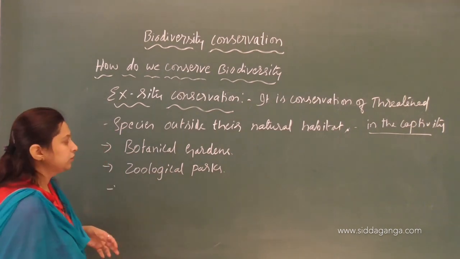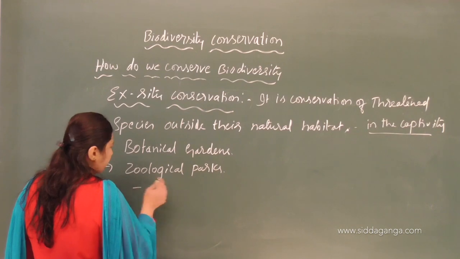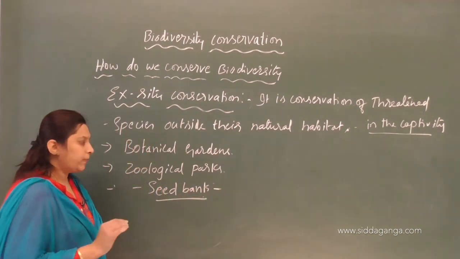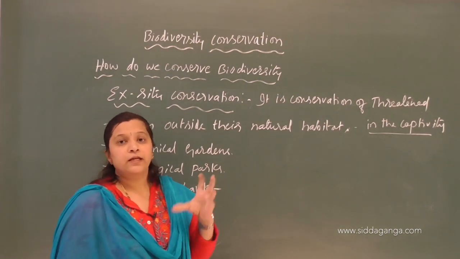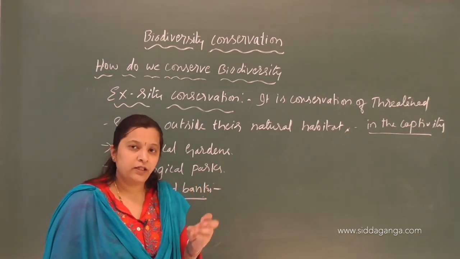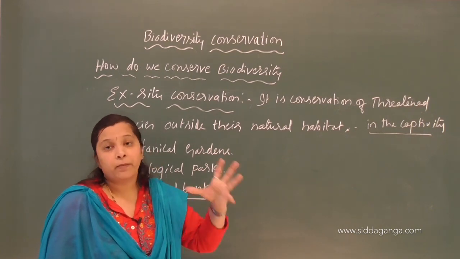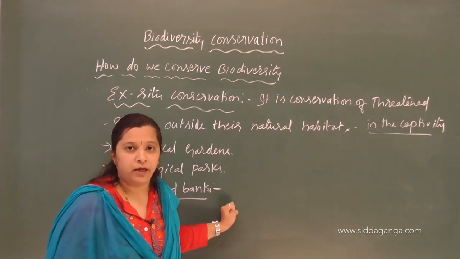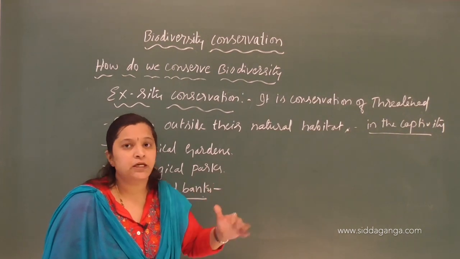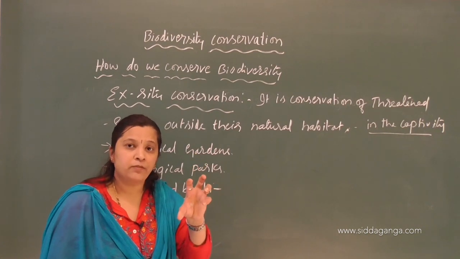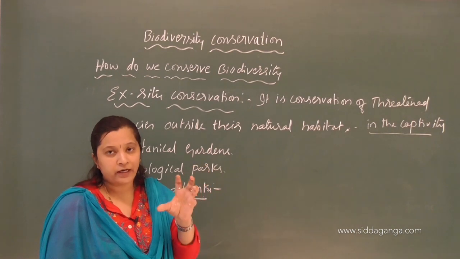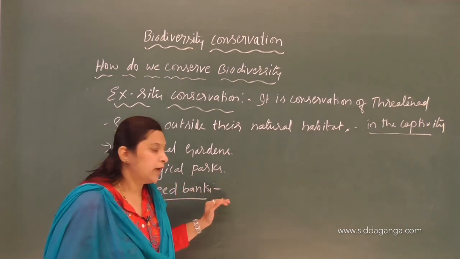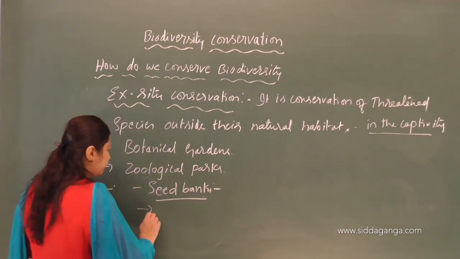Apart from that, when you talk about recent advancements, there is the seed bank. Seed banks are also a place where the seeds of different genetic strains of commercially important plants, or the seeds of endangered plants, are collected and preserved for a longer time. Here the plant species themselves are not conserved, but the seeds of plant species that are going to become extinct are identified and collected. The seeds of commercially important plants are also collected and preserved for a long time in the seed banks.